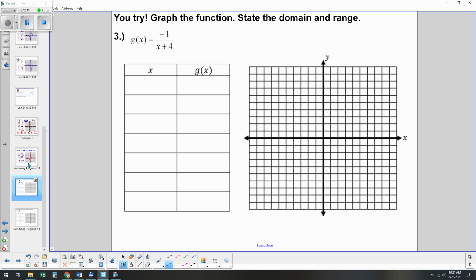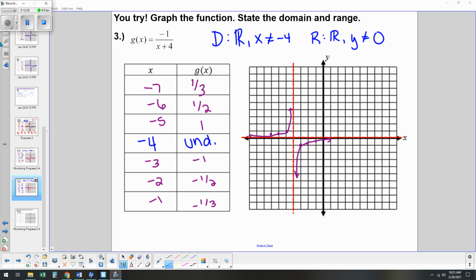Go ahead and try this next one. Pause it, and I will show you the answer. All right, go ahead and check your answer for this one. Negative 4 is what would give us our vertical asymptote. Right, so negative 4 is undefined. There was no number after it, so that gives us a y of 0 as our horizontal asymptote.